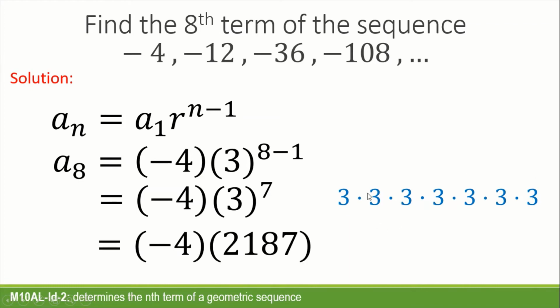So, 7 times na gamit ang 3. Then, pagkakuha ng value, and that is 2,187 times negative 4. Again, pag magkaiba ng sign ang minumultiply, the answer is negative. So, a sub 8 is equal to negative 8,748.